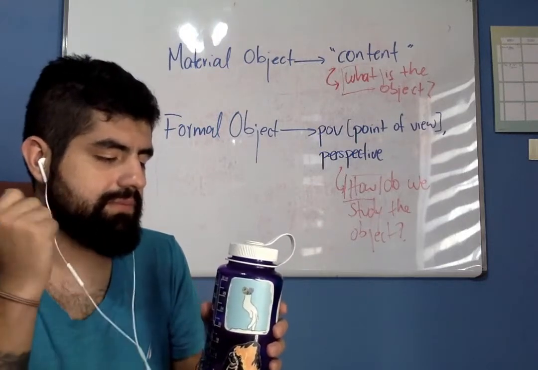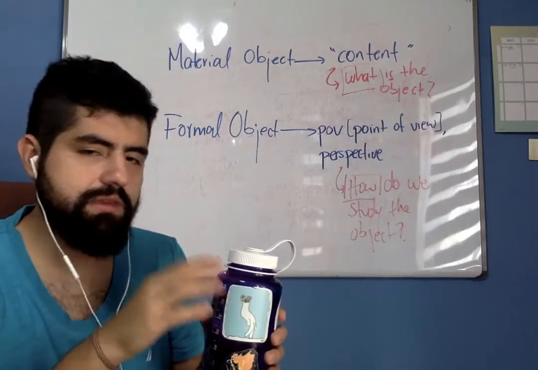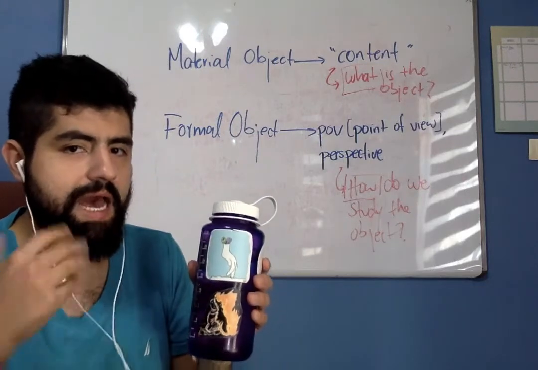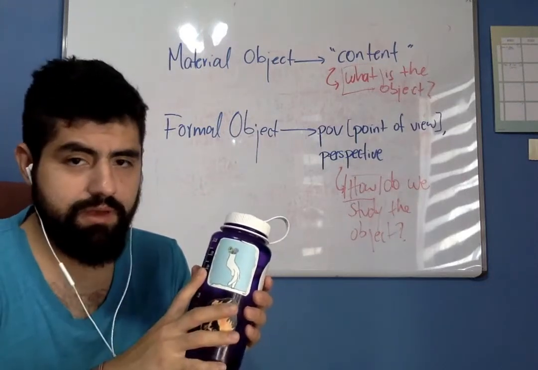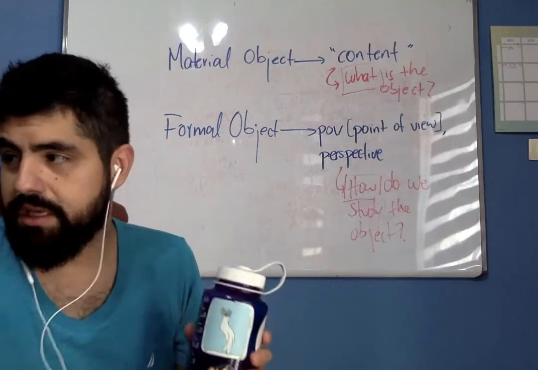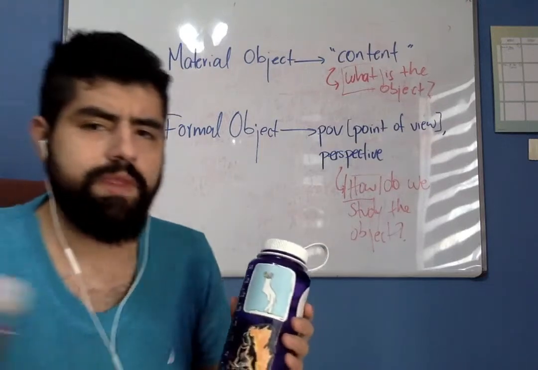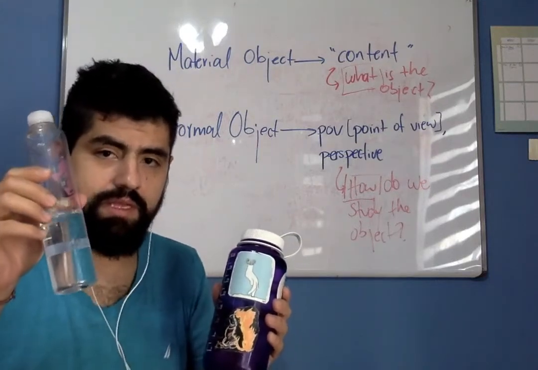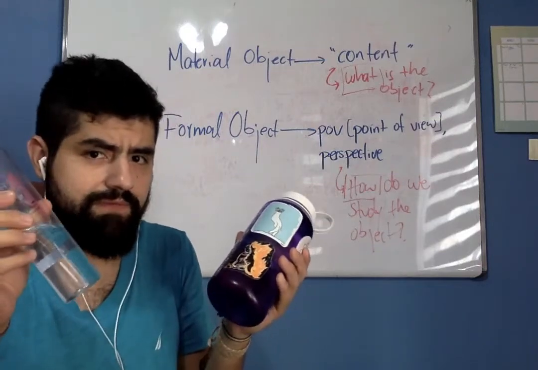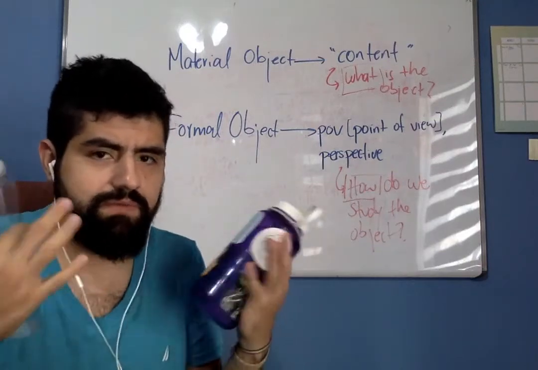If you, for example, put water inside this bottle, the water is going to have the shape of the bottle of water. I mean, this one. For example, I have another one here. This one contains water as well, but we have a different shape, a different form.